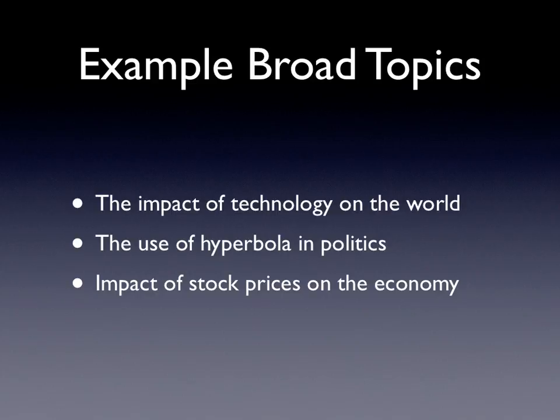Better ways of stating this might be: how do fluctuating stock prices in the technology field impact the economy of Silicon Valley? Or we might say, how do the stock prices of our largest banks impact the overall American economy? That might be a slightly better focused statement. When we're talking about the use of hyperbole, maybe we need to pick one specific issue.